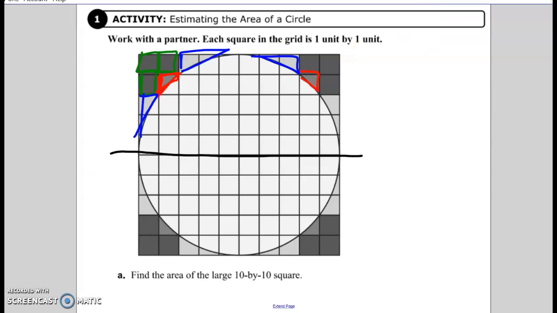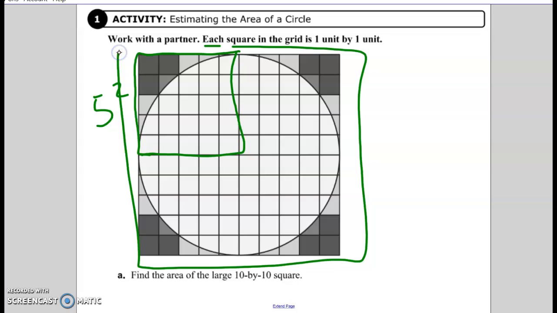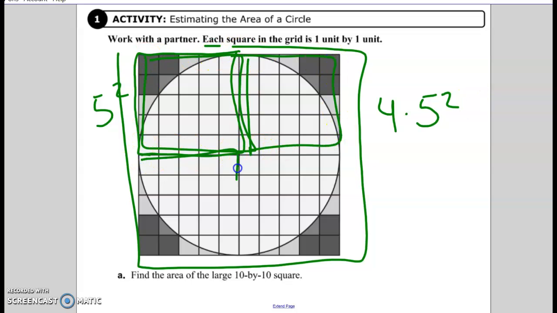Let me show you what that looks like in here. 5 squared is a 5 by 5. Right? That's a 5 by 5 square. That's literally what it means to be 5 squared. And what they're saying is the area of this large square is 4 of these. 4 times 5 squared. So there's 1 here, 1 here, 1 here, and 1 here. Yeah?